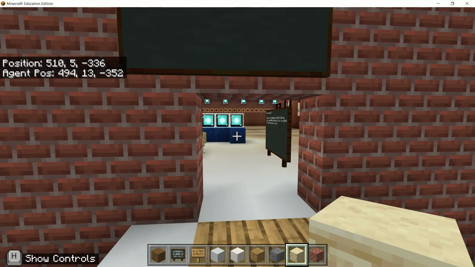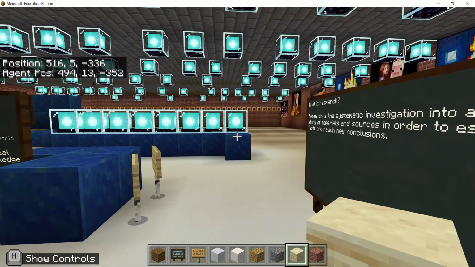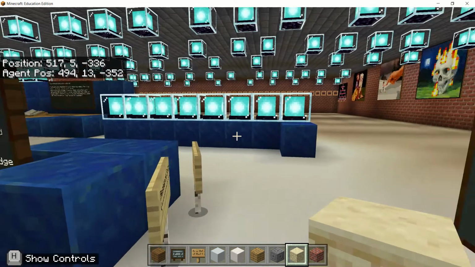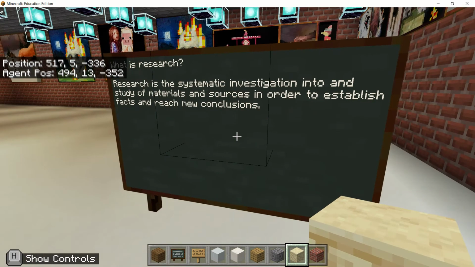When the user first enters the house of research, the first thing on the right the user sees is a board that says what is research. And the board then says research is the systematic investigation into and study of materials and sources in order to establish facts and reach new conclusions.